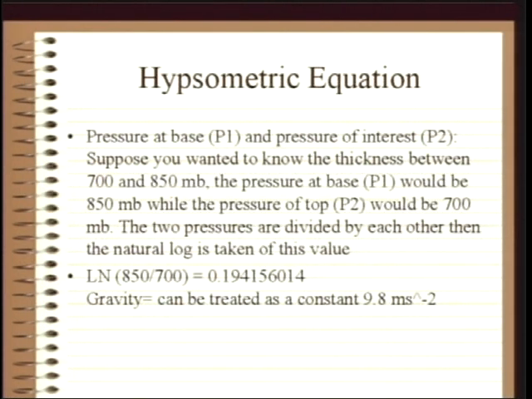So this is just an intermediate step in solving the hypsometric equation. So don't round that number, 0.194 with the rest of the digits. Gravity can be treated as a constant, 9.8 meters per second squared.